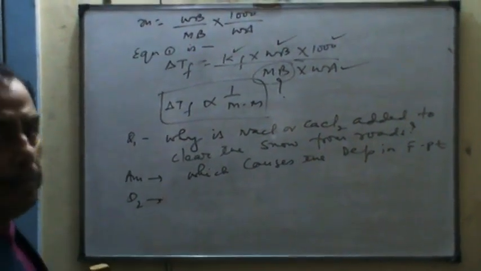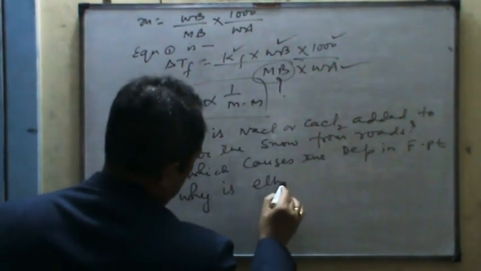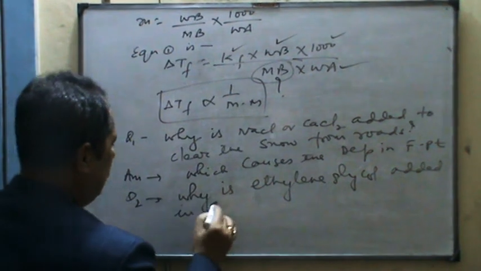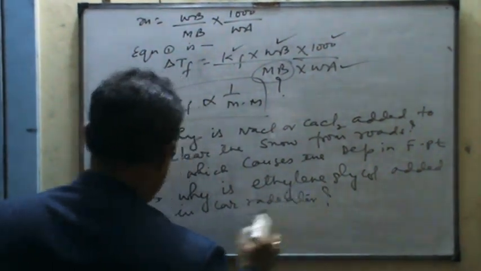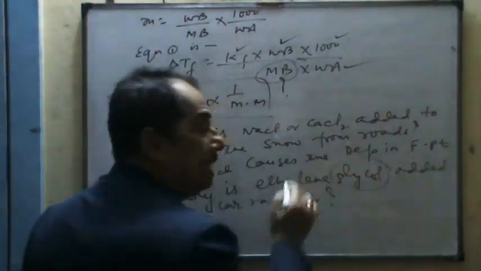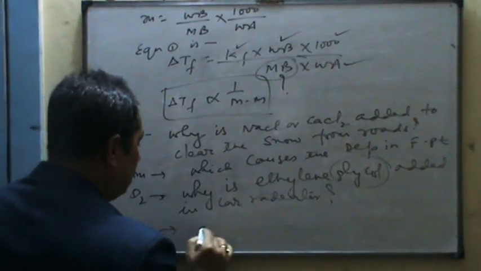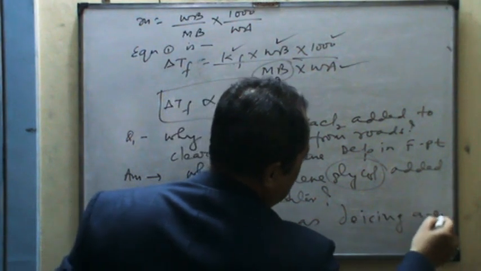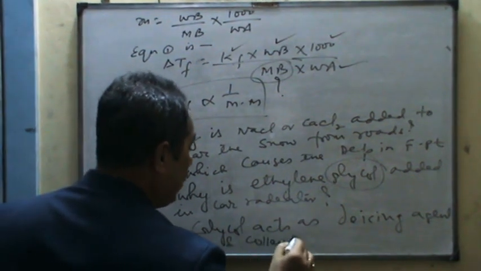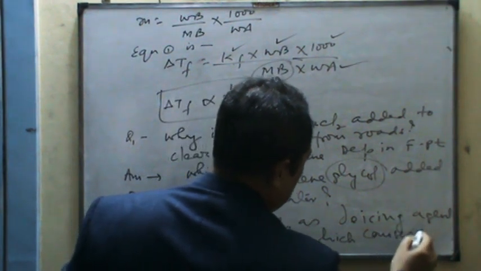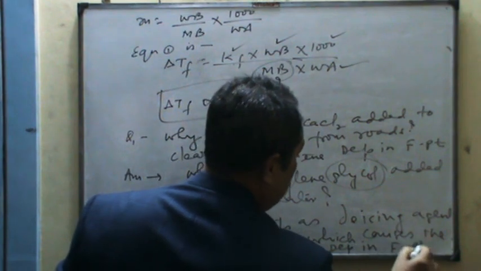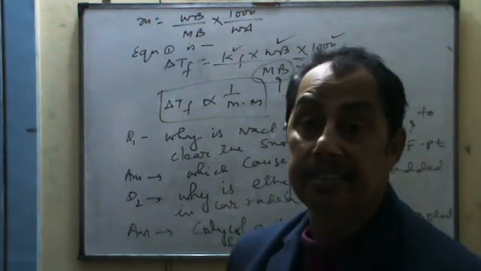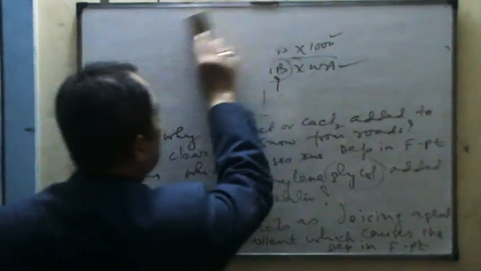Question again in a different way. Why is ethylene glycol added in a car radiator? Because, you know it, everybody, ethylene glycol or you can say glycol, both are the same thing. So the glycol acts as a de-icing agent and coolant, which once again causes the depression in freezing point. That is why ethylene glycol or glycol can be added in a car radiator. So the purpose is that it causes the depression in freezing point.